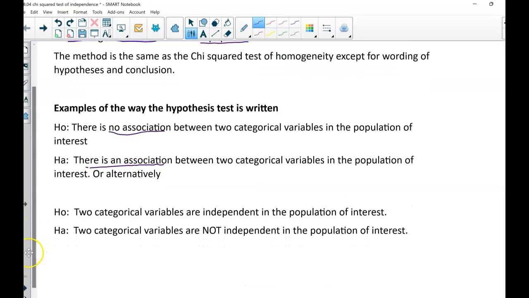So, what are ways that we can write the hypotheses for the chi-square test of independence? One way is in the null to say that there's no association between the categorical variables. The alternative is that there is an association. Another way the hypotheses could be written is that the two categories are independent within the one population, and the alternative is that they're not independent.